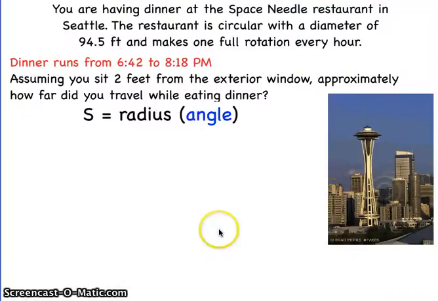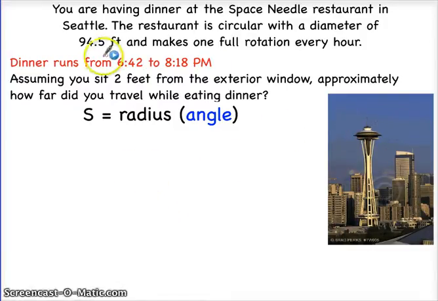Now, one last one for you, and this one's actually pretty much straight out of the book. You're having dinner at the Space Needle restaurant. Realize the Space Needle restaurant travels in a circle, so it has a diameter of 94.5 feet, but makes one full rotation every hour. Dinner is going to run, or we're going to be at dinner between these times. And assuming you're sitting 2 feet from the exterior window, of course you're not sitting right on the window, approximately how far would you travel while eating dinner?